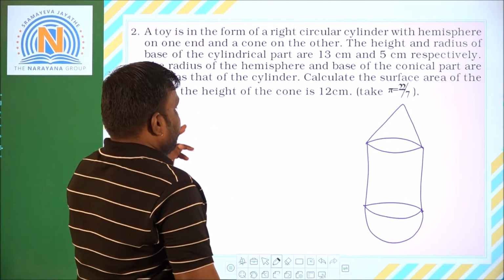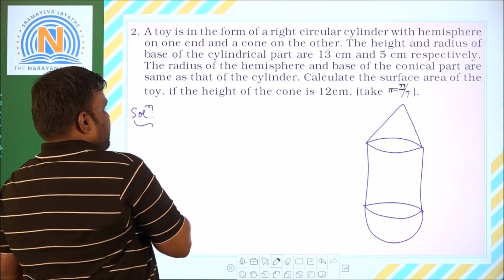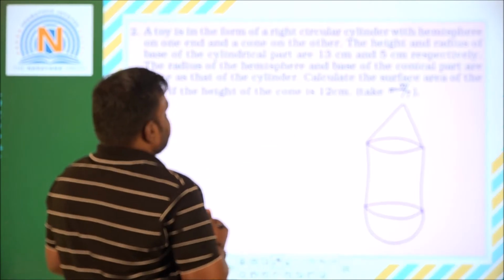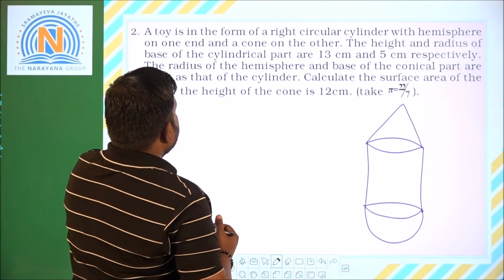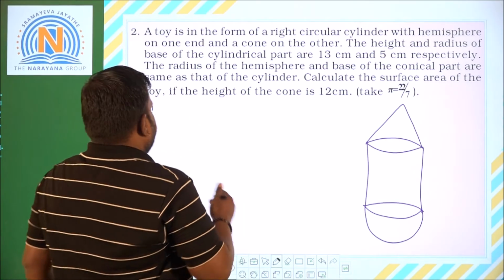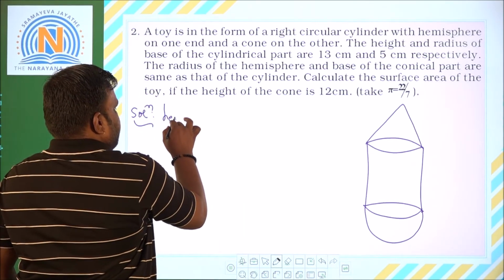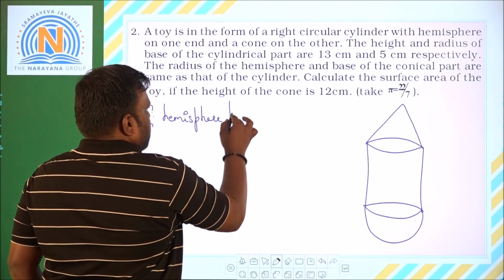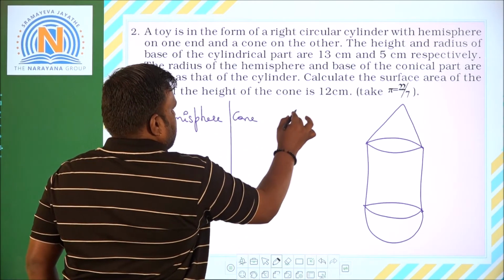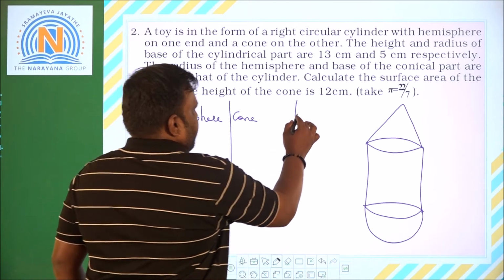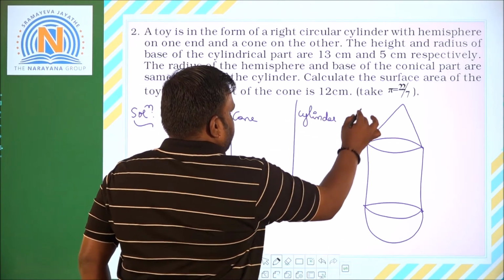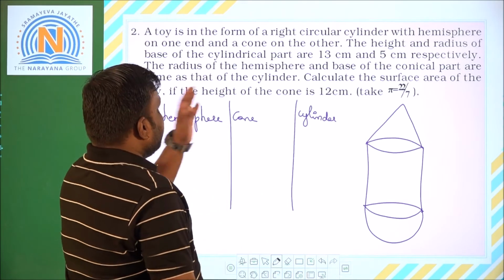Now, that means here we are coming across three parts, right? Hemisphere, cone and cylinder. Okay now. So now hemisphere at one end and a cone at other end. So here it is hemisphere, cone and cylinder. These are the three things we have in this. Okay. So now let us enter into the problem.